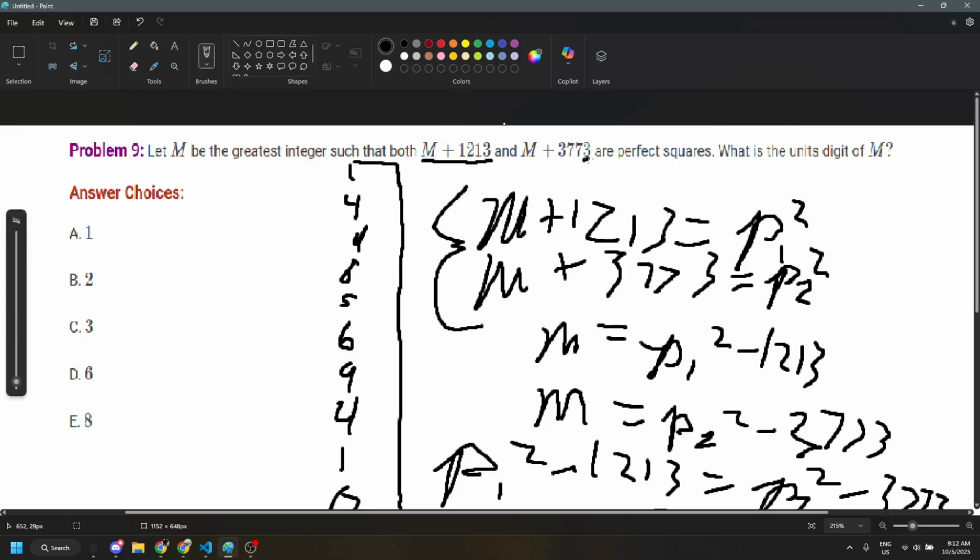A good thing to notice is that these both have the same units digit, which means that when these are added together, they both will have the same units digit. Which means... I don't know what that means.